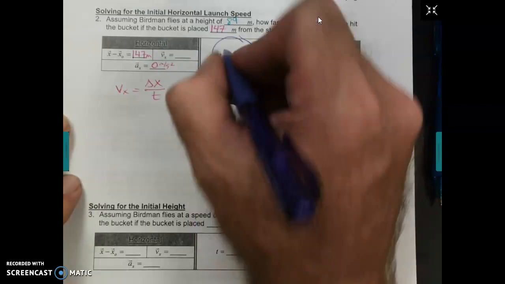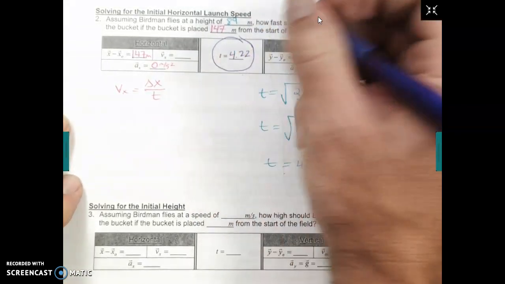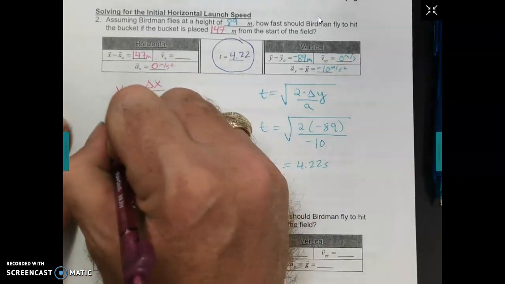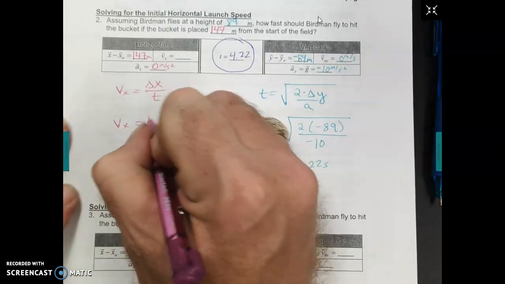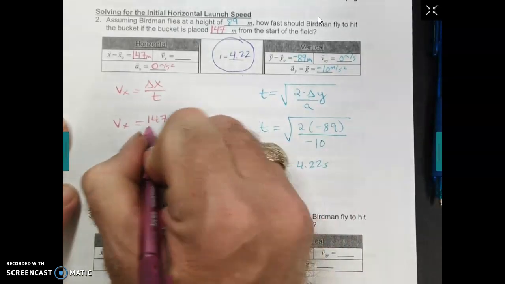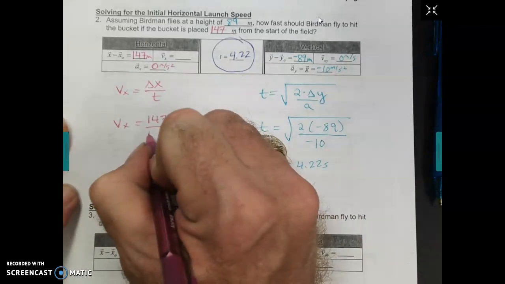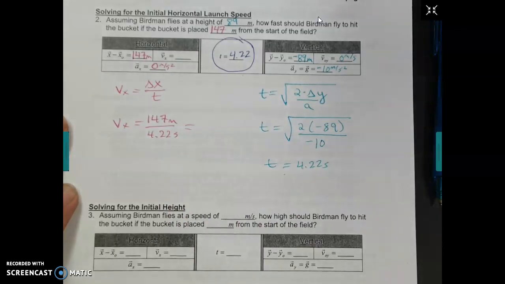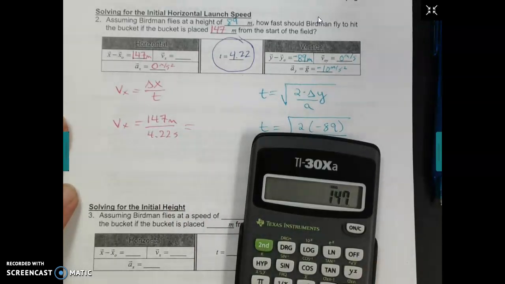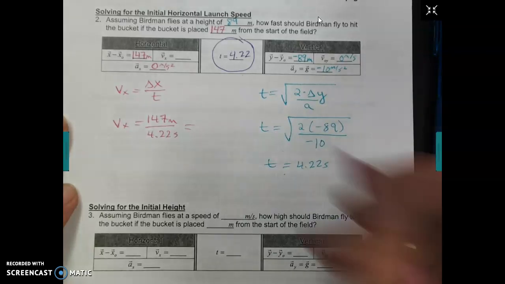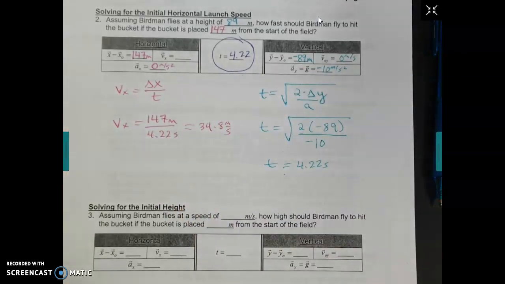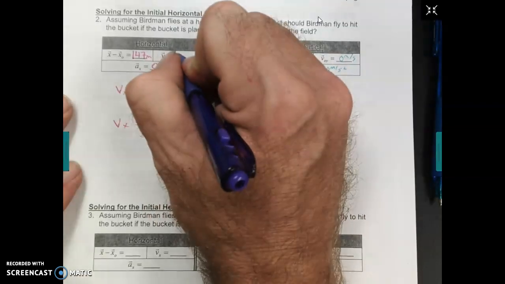Alright, with that time, we can now use that in our horizontal velocity equation to plug it in along with the range to figure out how fast this projectile must travel. 147 meters is how far it travels. It takes 4.22 seconds to travel that distance. So 147 divided by 4.22 seconds comes out to 34.8 meters per second. So that represents the speed. Again, the horizontal speed, which is constant for these problems.